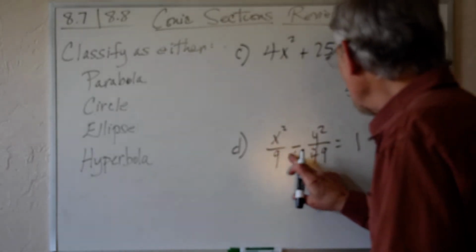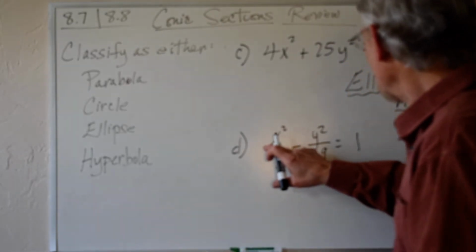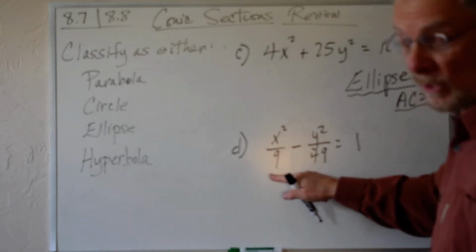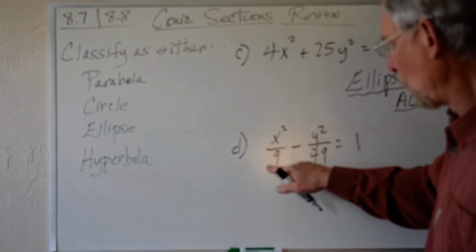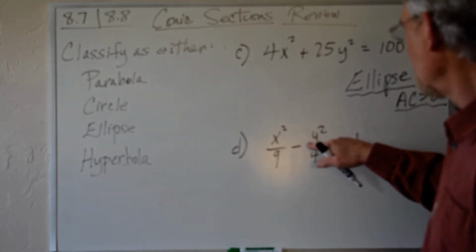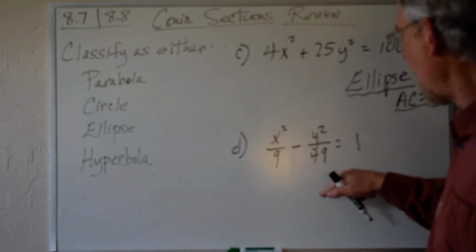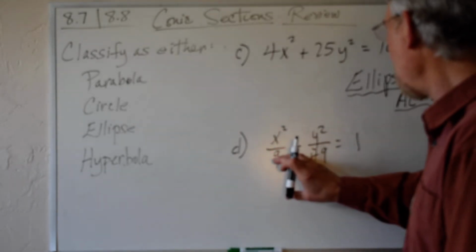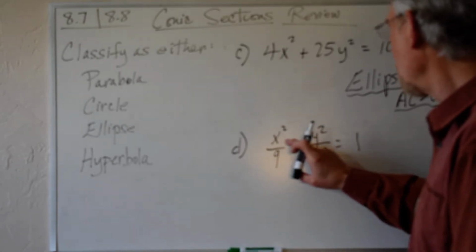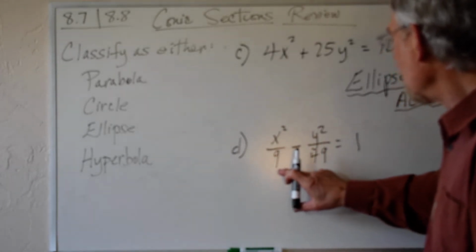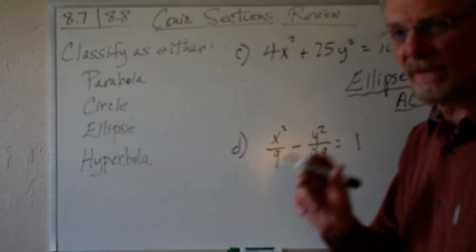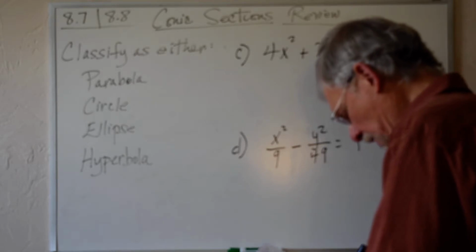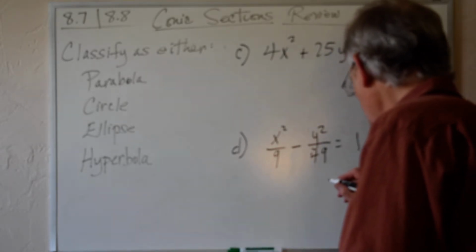But you see the coefficient of the x squared is, well, actually it's a positive 1/9, right? Because you're dividing by 9. Here, it's a positive 1/49. So you have a positive term minus a positive term with the x squared and the y squared. And these denominators are different, so, in fact, even if they were the same, it wouldn't matter. This is a hyperbola.